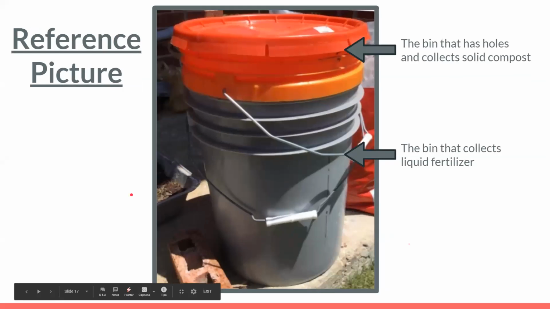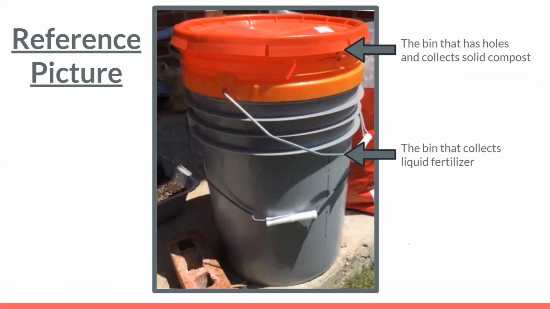Here is a reference picture. So the top bin is the bin that has holes, the air holes, and collects the solid compost. And it's inside another bin, the gray bin, that collects the liquid fertilizer.